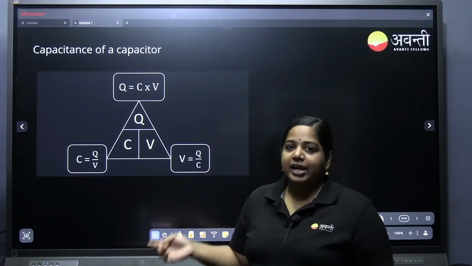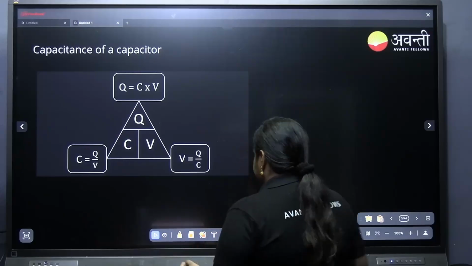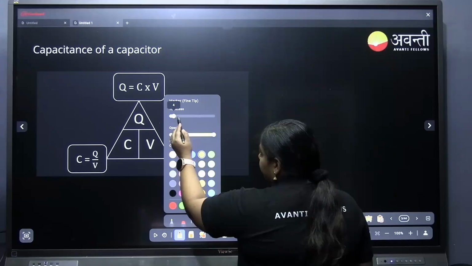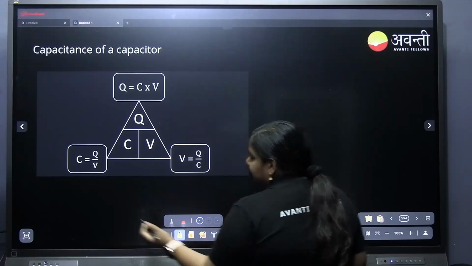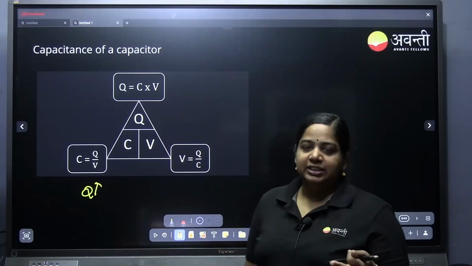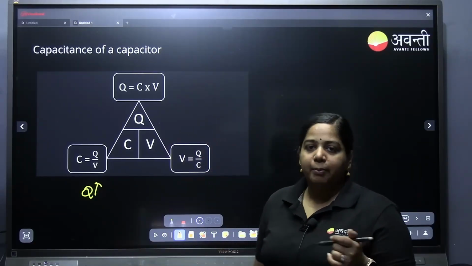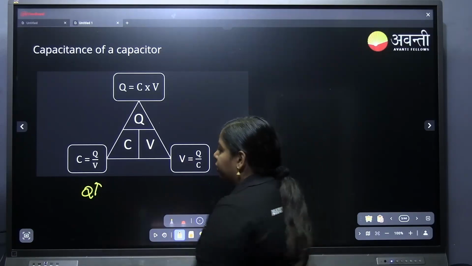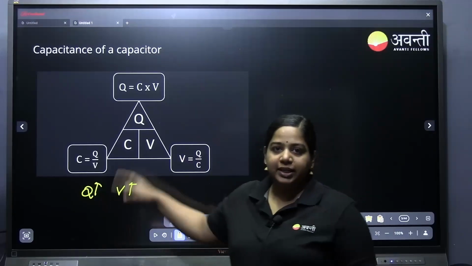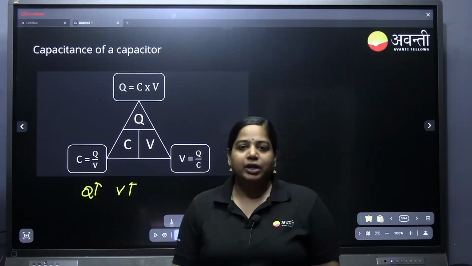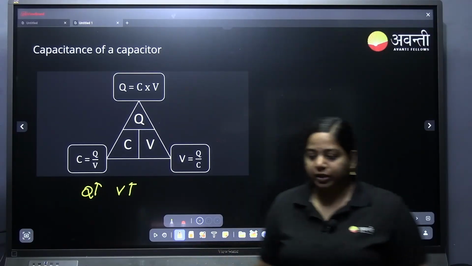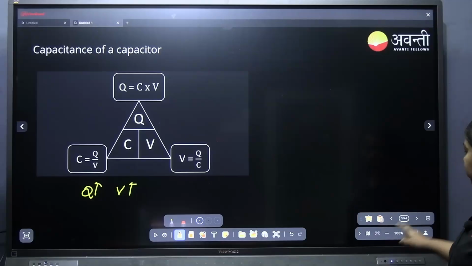But the thing is, if you consider capacitance equal to Q by V, and let's say I am changing Q, then C will not change. C will be constant only. Why? Because if I am changing Q, V will also change accordingly. Since both change together, C will remain constant. So C does not depend on charge or voltage. This you should remember.